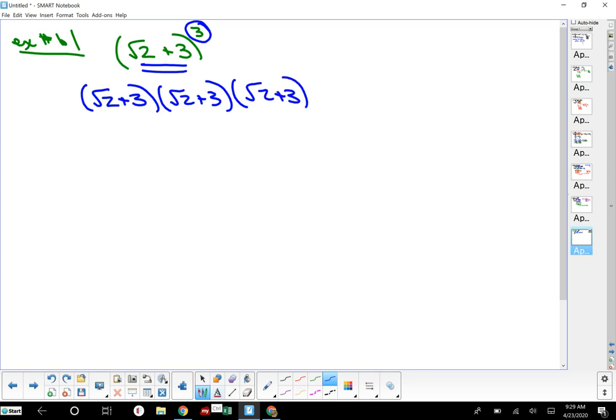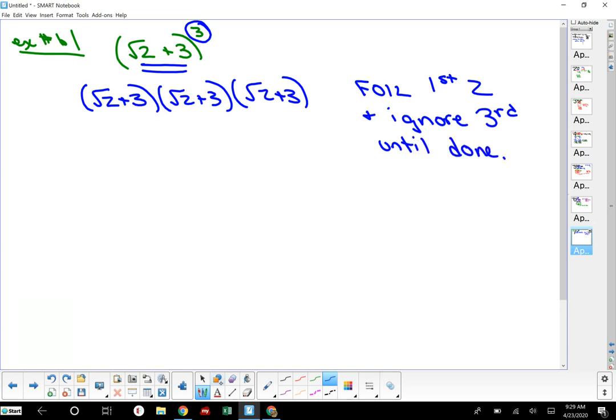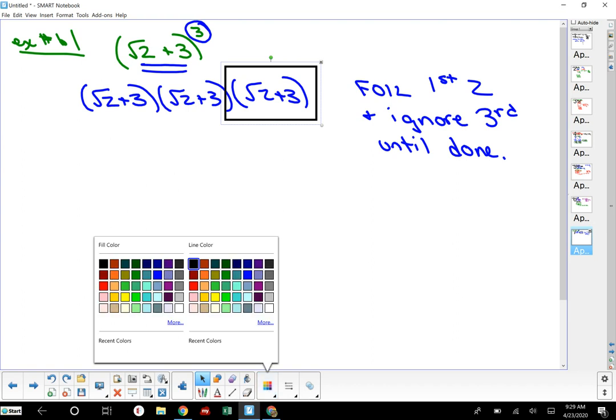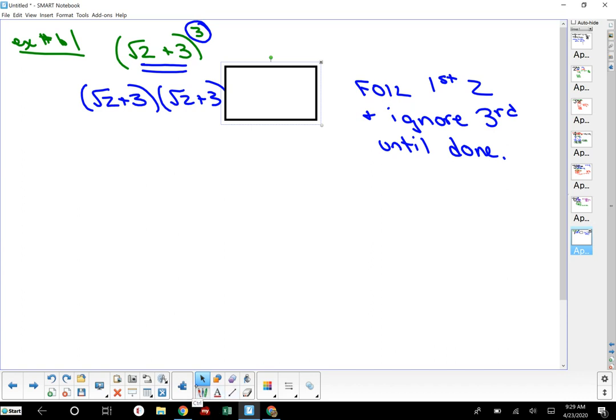Now, what I want you to do is FOIL those first two. So you're going to FOIL the first two and ignore the third until you're done. Okay, I'm going to ignore that third by literally covering it up. So we're going to take this guy, cover him up for a minute. Bear with me here while I do this. So we're going to completely ignore that for the time being. And we're going to go through and FOIL.